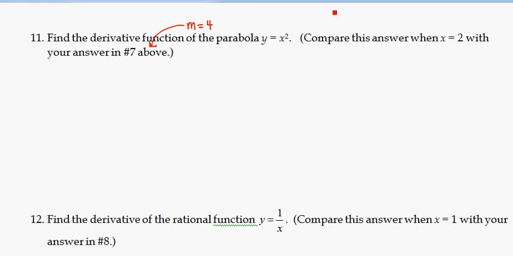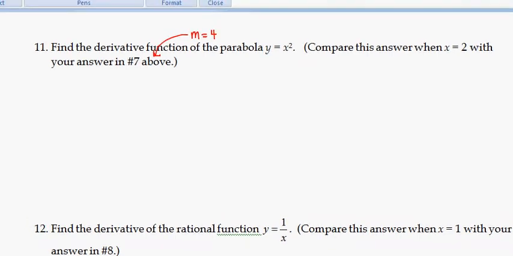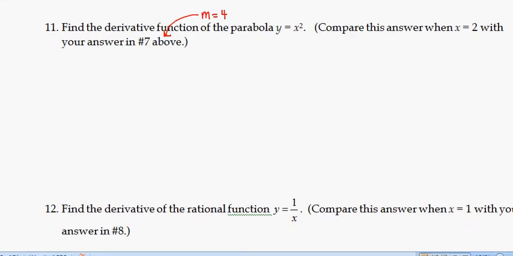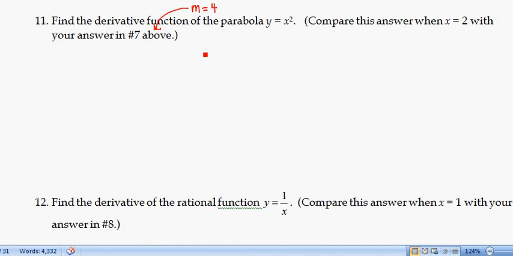Okay, so let's practice finding the derivative of a function. So not just the slope at a single point, but really truly the derivative. Okay, sorry about shifting this screen around there. So we're going to find the derivative of the function y equals, or f of x equals x squared. And we're going to compare this to when x equals 2 to the answer we got in number 7. So I just looked back and pulled this answer from number 7 just so we can refer to that later.